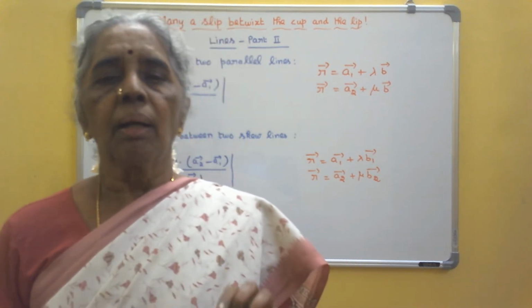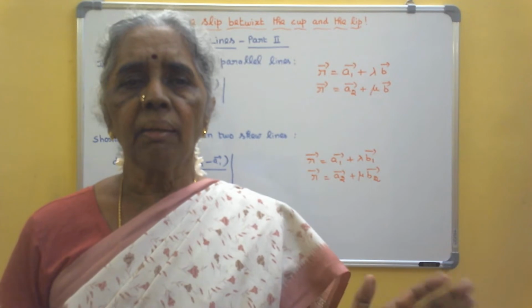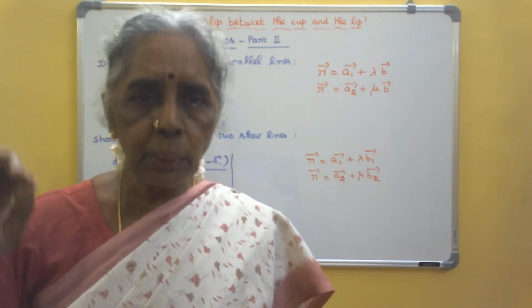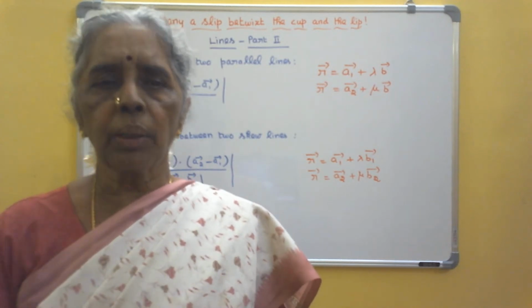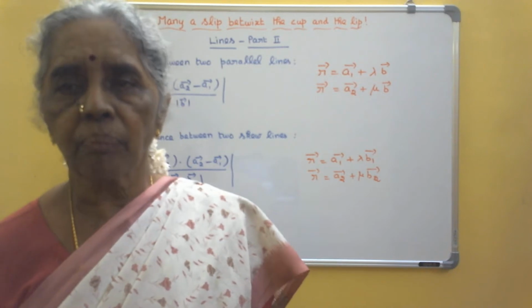So, now let me give one sum. I will explain it to you. Here the vector formula will be the easier one. If they give the equations in Cartesian form, you convert it into vector form and then use this formula. Okay.